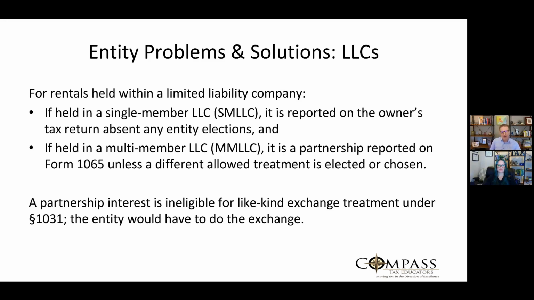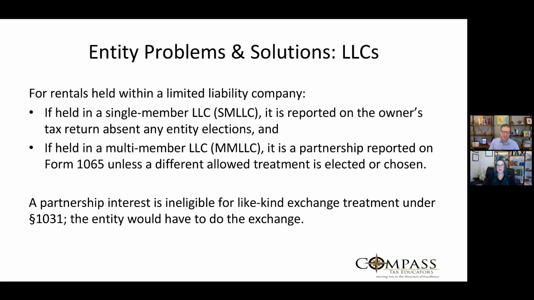Now, the other issue to think about is like-kind exchange, Section 1031. I can't like-kind exchange a partnership interest. I have to do real property for real property. So if a rental is in a multi-member LLC, the entity has to do the exchange. One of the owners can't do it for their fractional interests.